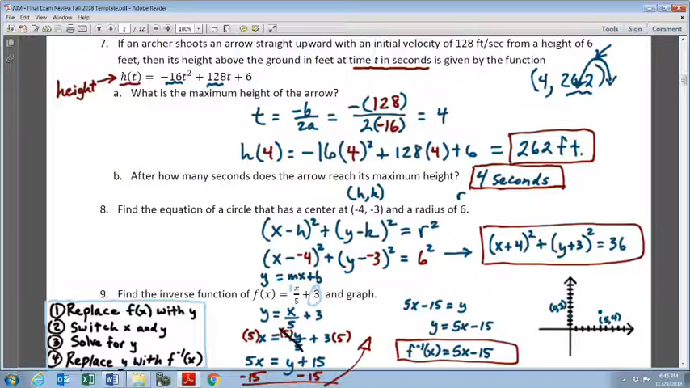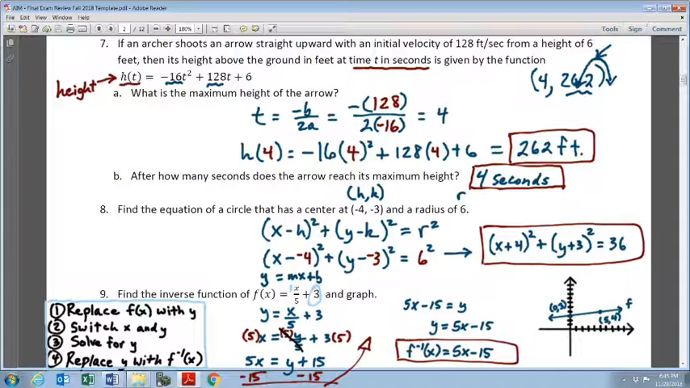So be careful as you do that. Up 1, right 5. You end up at 5, 4. So here's our line for f. Now, finding f inverse, we could graph 1/5 x minus 15.